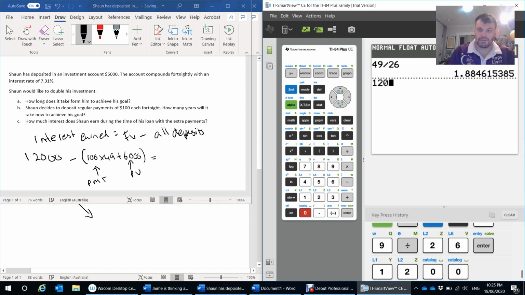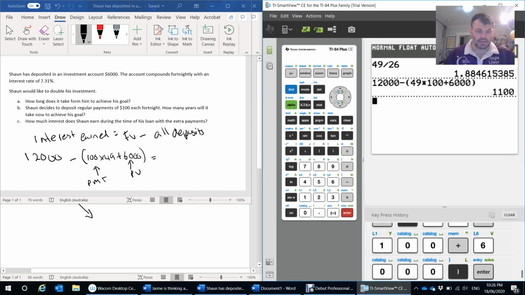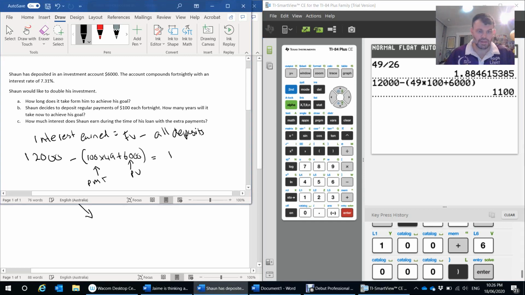So we get 12,000 minus 49 times 100 plus the original $6,000 that he's invested. That gives us $1,100 interest. So in that 2 year period, he earns $1,100 interest in his account.